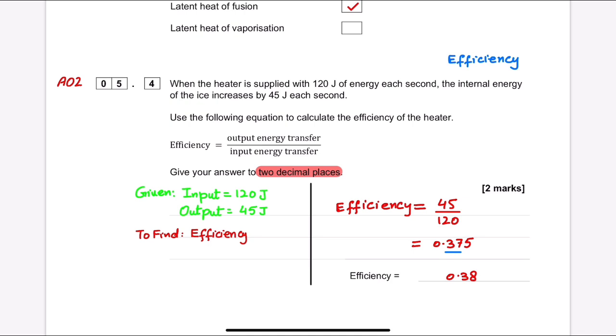So we know that the input energy is 120 joules and the output energy is 45 joules, and we need to find the efficiency. We substitute these values in our equation and use the calculator, and we get the answer 0.375. But if you look at our question, we need to give the answer to 2 decimal places. The first 2 decimal places are 0.37. Next to 7 is 5, so we need to round our figure, so it becomes 0.38.